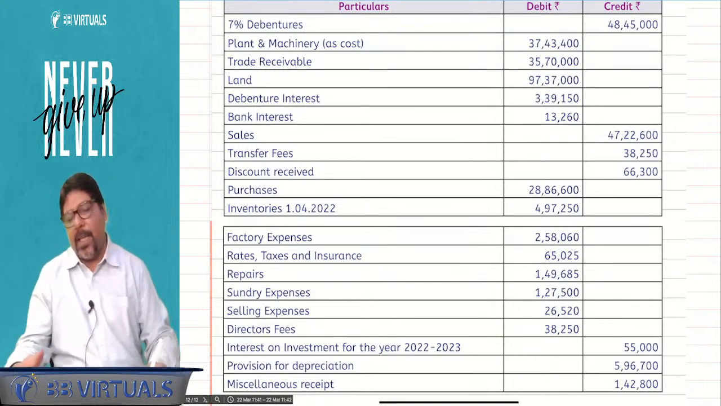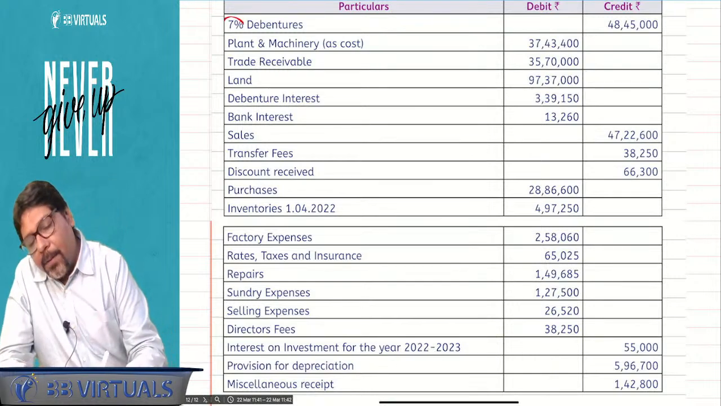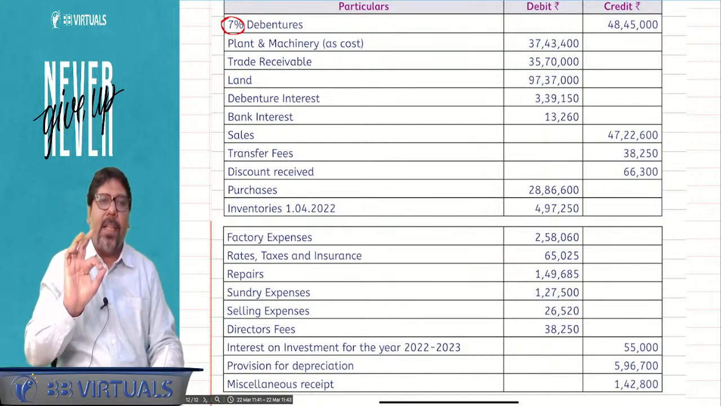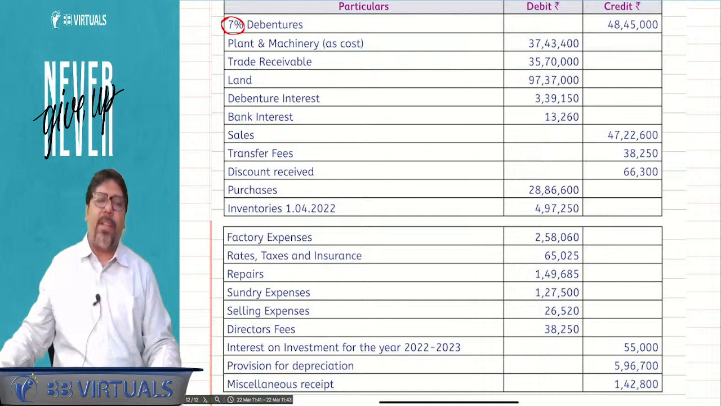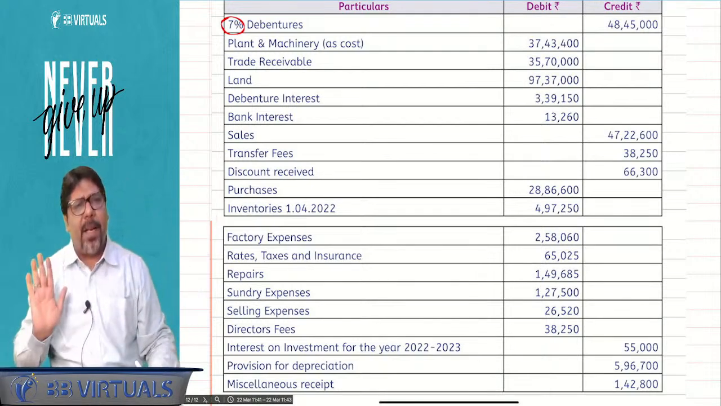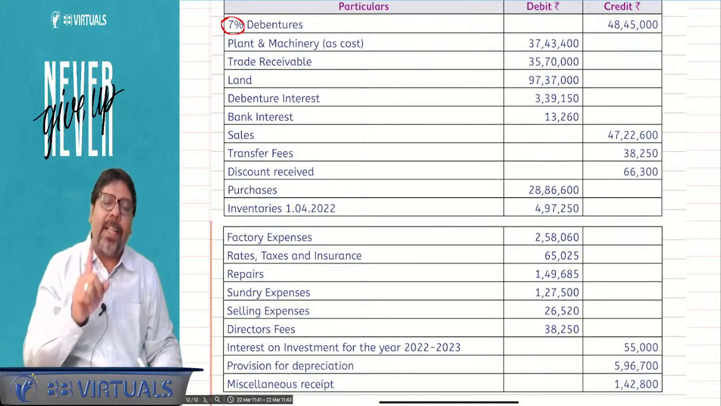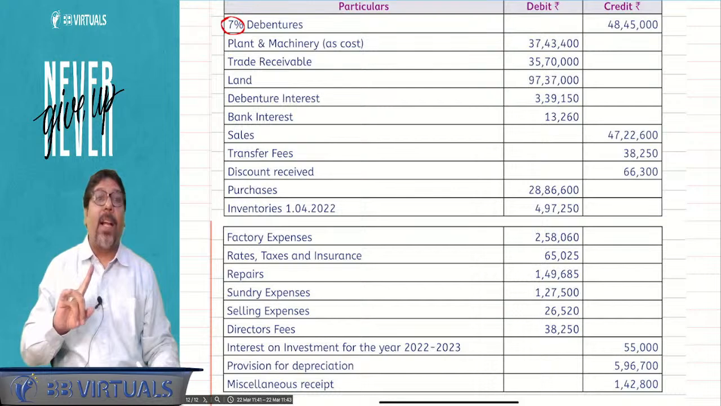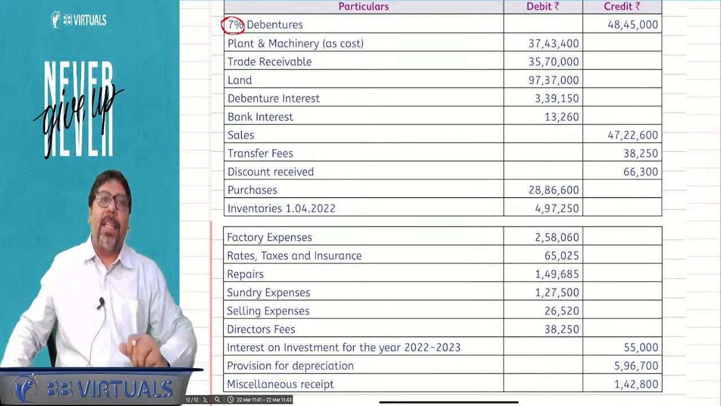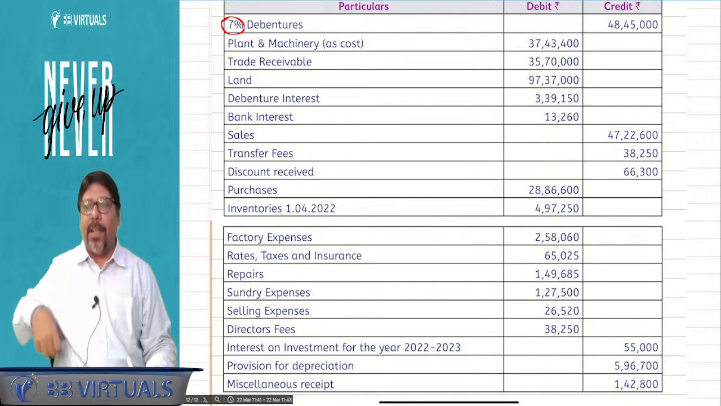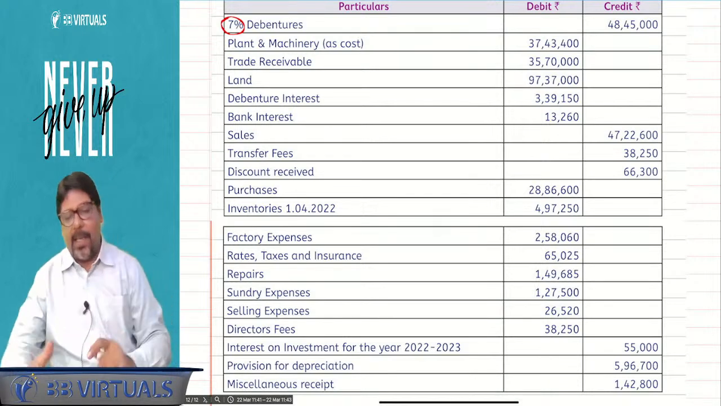7% debentures, 48 lakh. 7% is what, chartered? Sir, 7% is interest. Tell me, will debentures come in balance sheet or P&L? Debenture is a liability, so it will come in the balance sheet. But sir, interest on that will come. Yeah, interest will come. That we will check later.